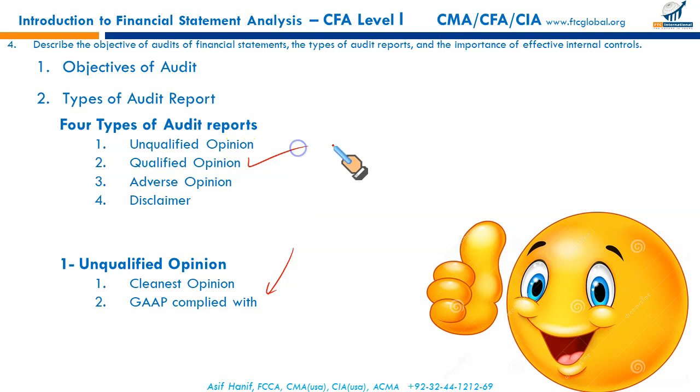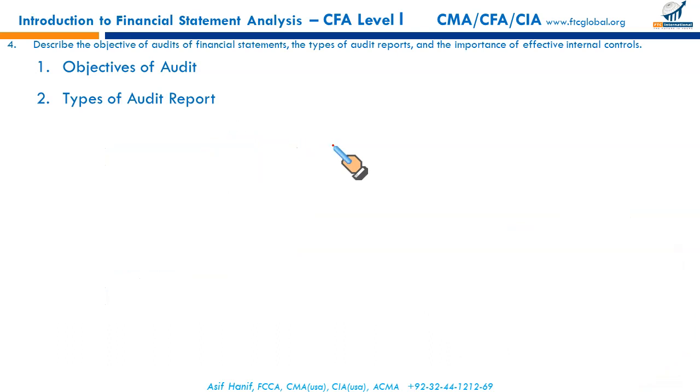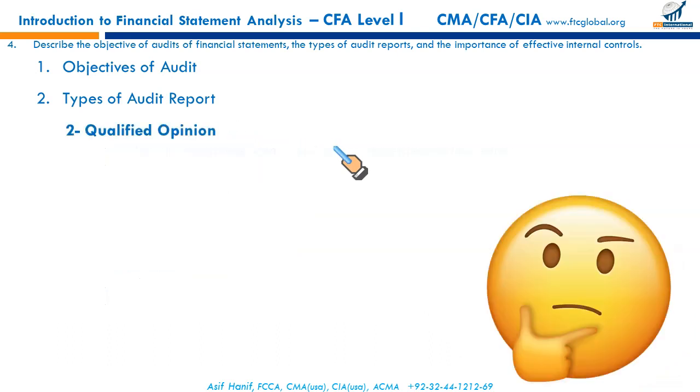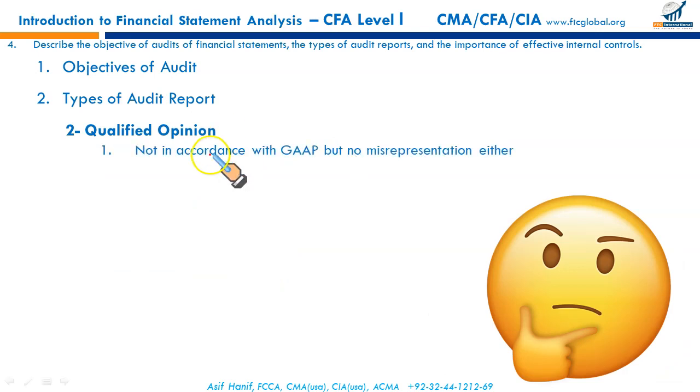Next is the qualified opinion. Under the qualified opinion, financial statements are not in accordance with the GAAP. There have been certain transactions which are not in accordance with the US GAAP requirements. But there is no misrepresentation. Financial statements are not in accordance with the US GAAP, but it doesn't mean there is any misrepresentation.